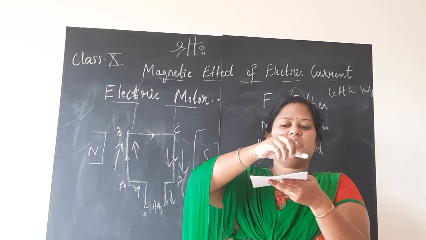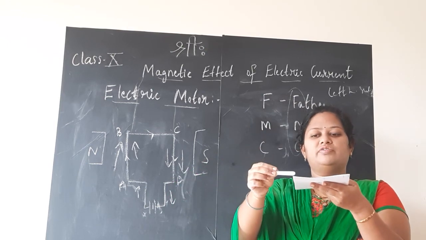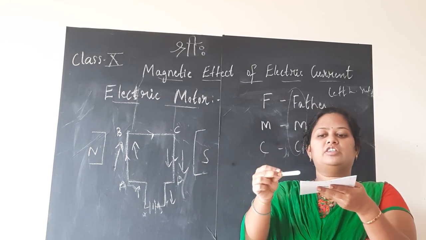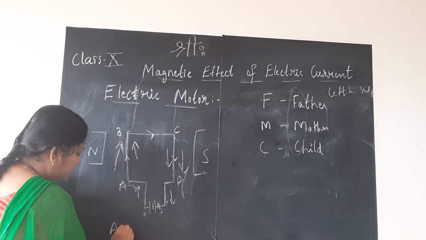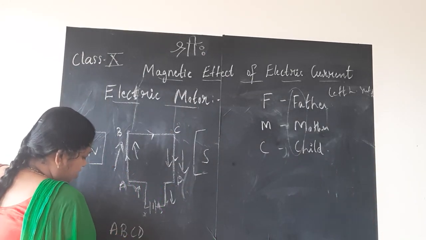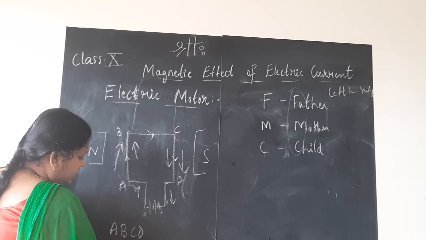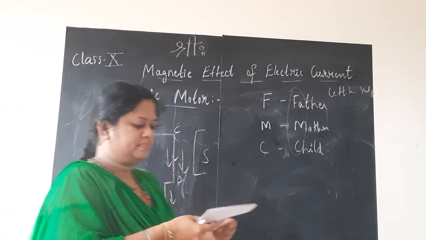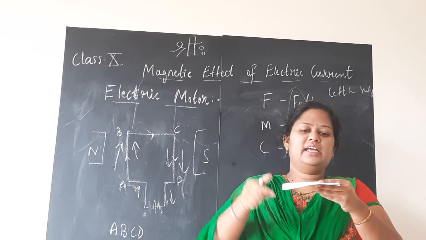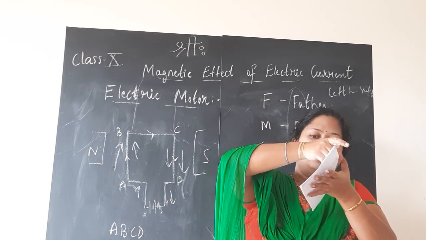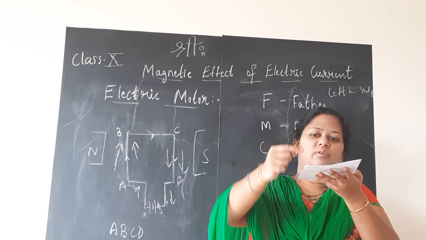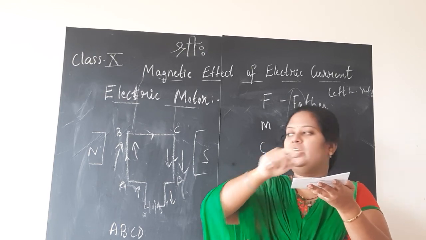What happened now? This is AB, this is CD. Current was first flowing through AB, CD. Now it has started flowing through, first it was in the direction AB, CD. Now after rotation it is in the direction DCBA. The force acting on the conductor made it rotate like this. Now current is flowing through DCBA.